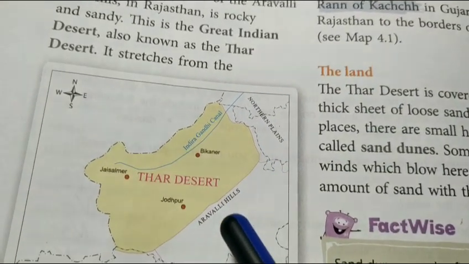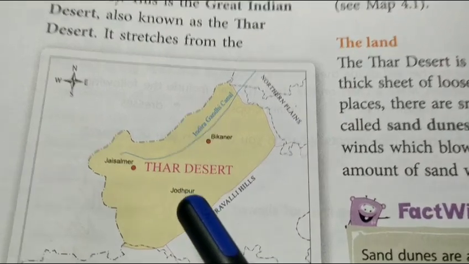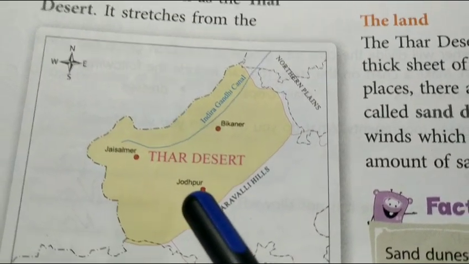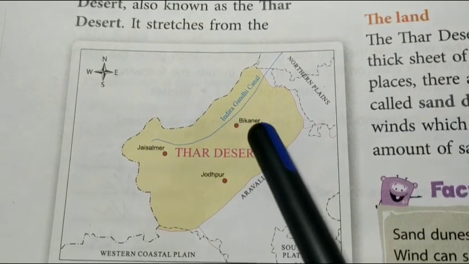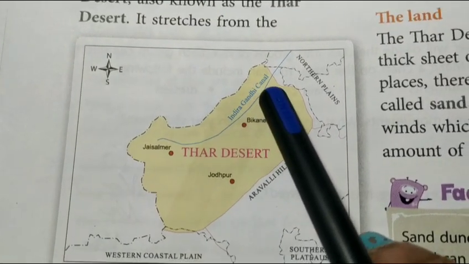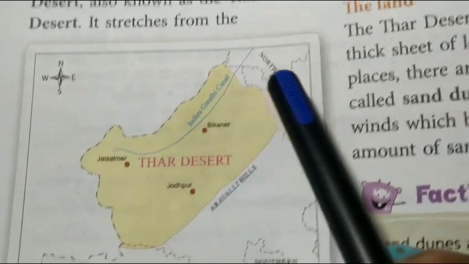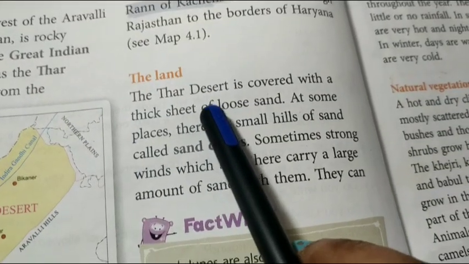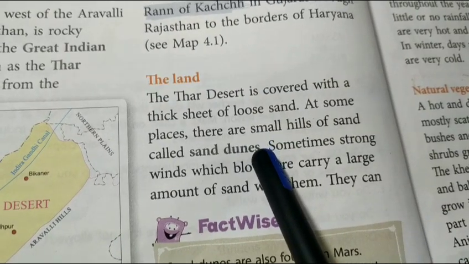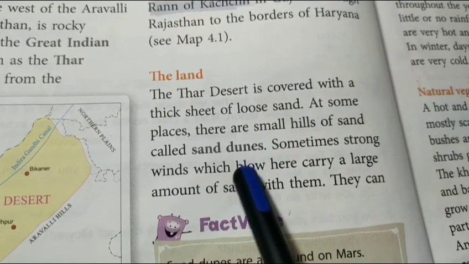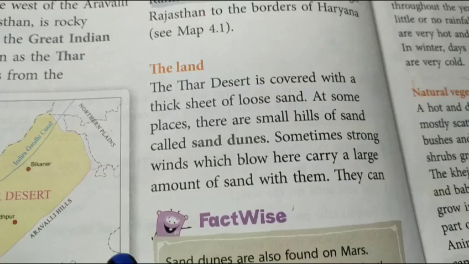Now you can see in map 4.1 where the Thar Desert is. You can also see the surrounding areas such as Jaisalmer, Jodhpur, Bikaner and Indira Gandhi Canal. The land of Thar Desert is covered with a thick sheet of loose sand. At some places there are small hills of sand called sand dunes.